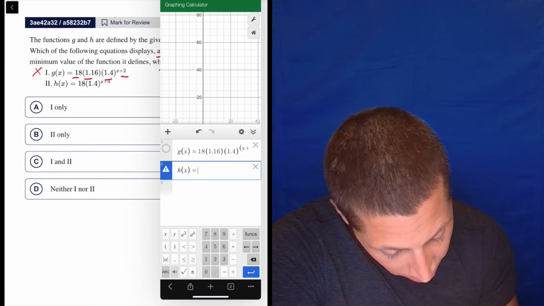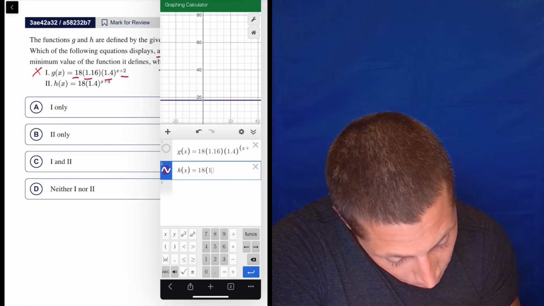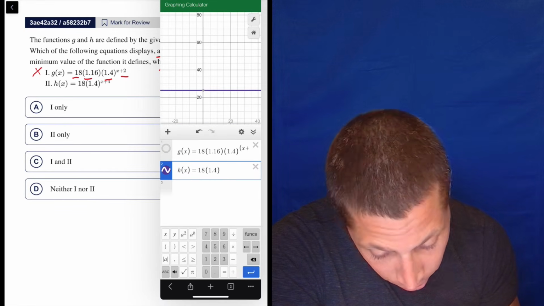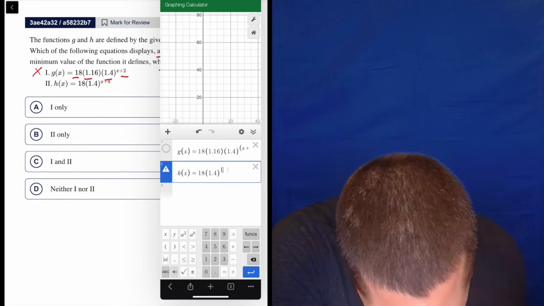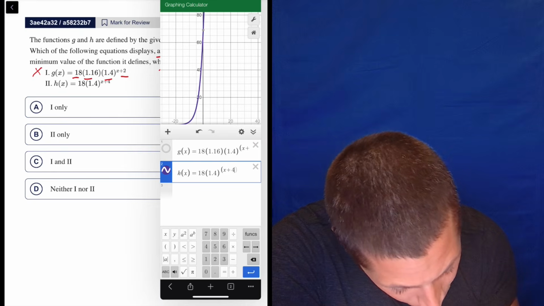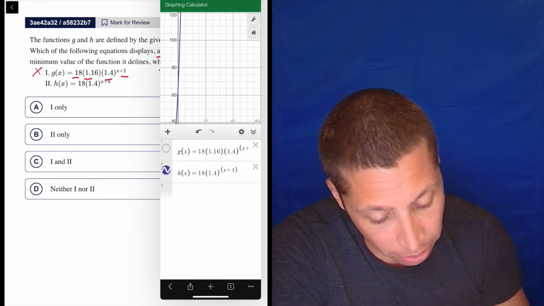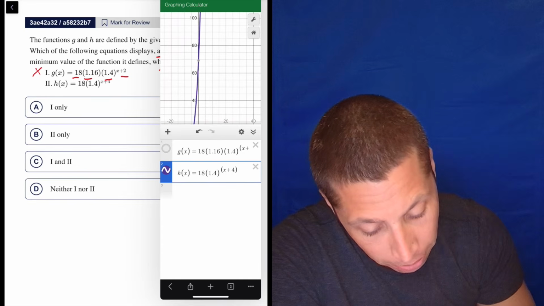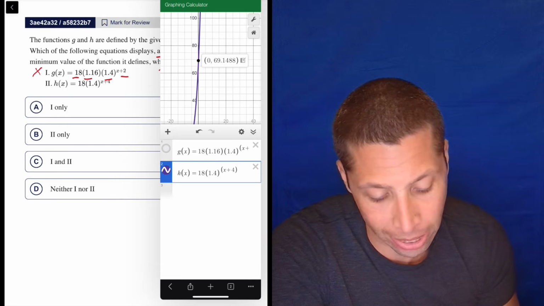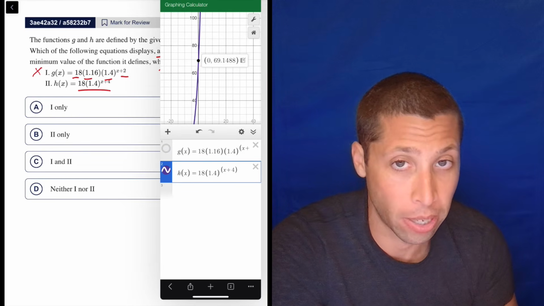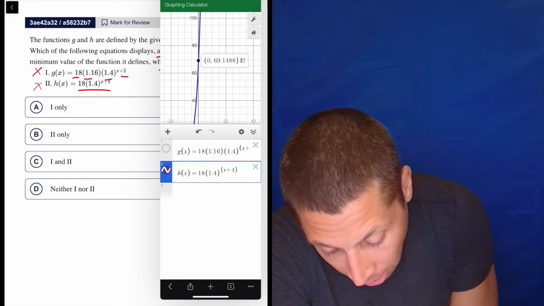equals 18 times 1.4 to the, and again, I'm going to use those parentheses, x plus 4, close the parentheses, and the same thing, right? It's x is greater than 0, so I have to go here. You can see it goes up forever and ever after that, but we still have a y-intercept, and this y-intercept is 69.1488, but I don't see any number like that in this question, so it doesn't work.